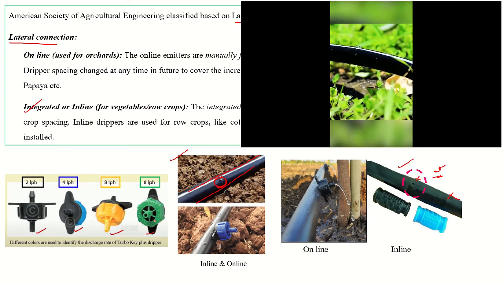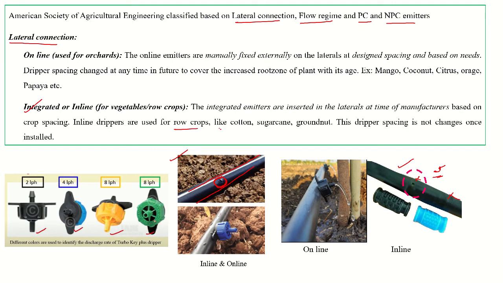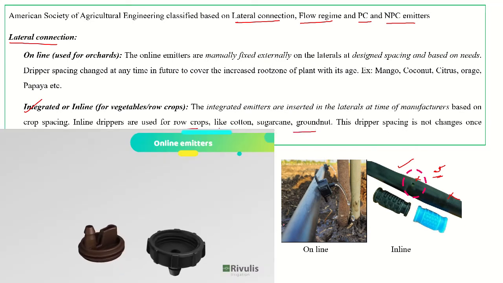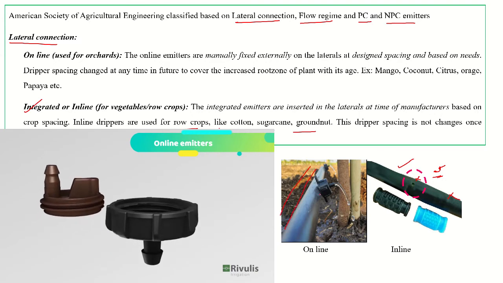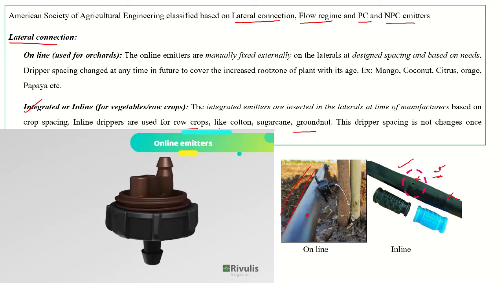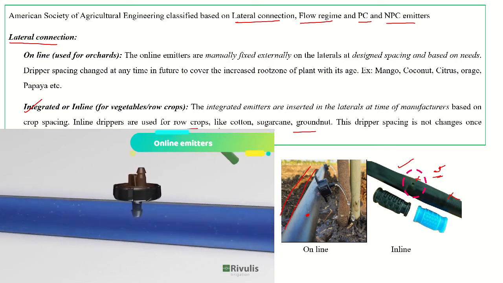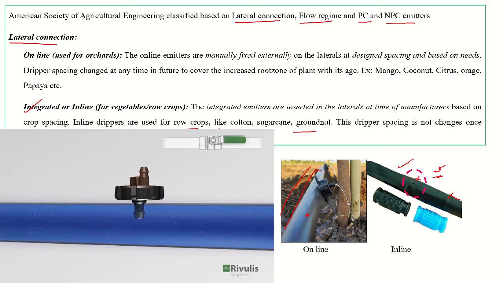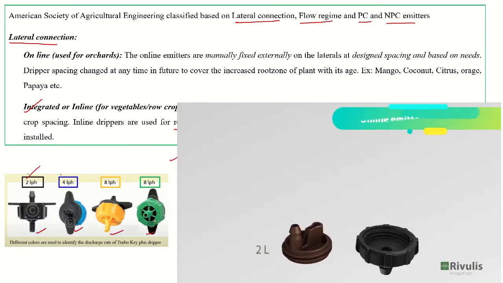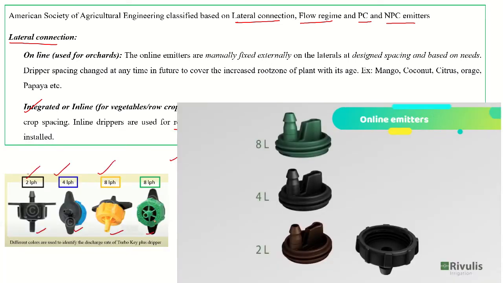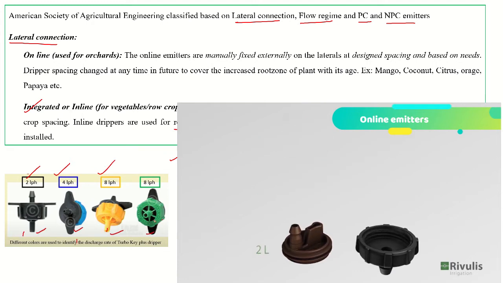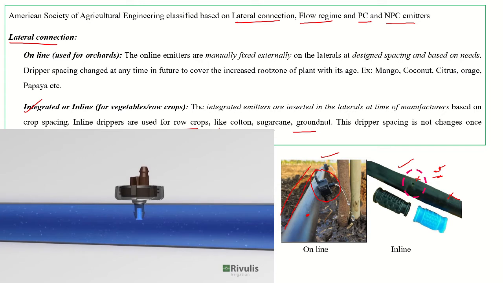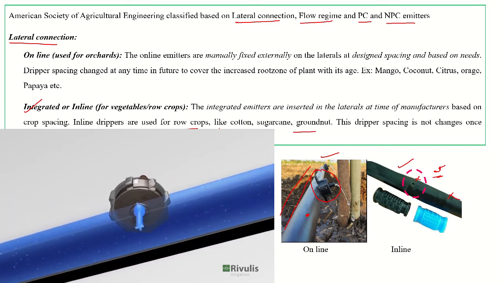This type of emitter is mostly suitable for row crops like cotton, sugarcane, and groundnut. Whereas with online emitters, only laterals are there, and based on our requirement we make a small hole and fit the emitter externally and manually as needed. This is called an online emitter. Online emitters come in 2 liter per hour, 4 liter, and 8 liter discharges, and have different colors also. This is black, this is green, yellow, green. So we can identify the discharge capacity of emitters based on the color also.